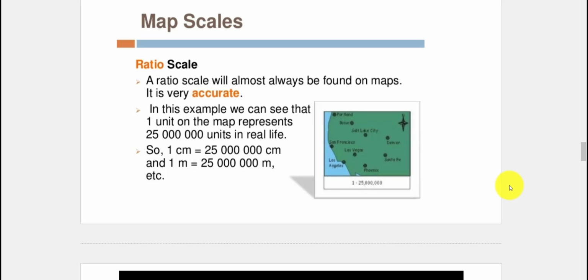And then finally, the ratio scale. This is where we have 1 to something. And on most maps, if you'll notice here, I know it's small to see, you will have a colon. And so this is 1 to 25 million. Again, it means if you measured 1 centimeter on the map product that you're using, it would represent 25 million centimeters in real life. If it were 1 meter, it would be 25 million meters in real life. And this scale is very accurate. It can be written with a colon. It can also be written with a backward slash, which looks like a fraction.